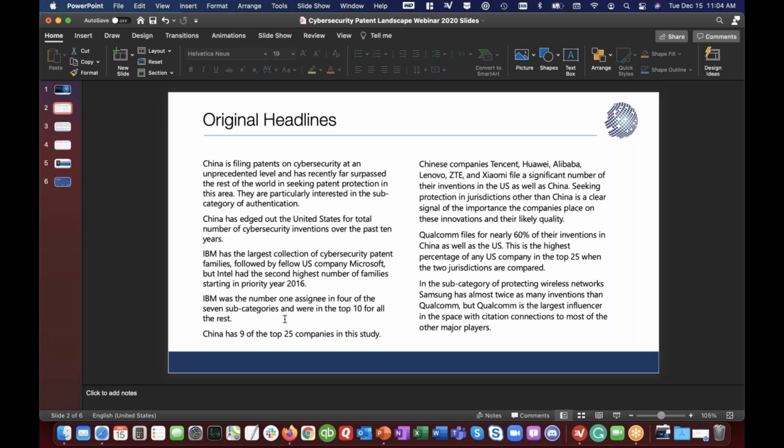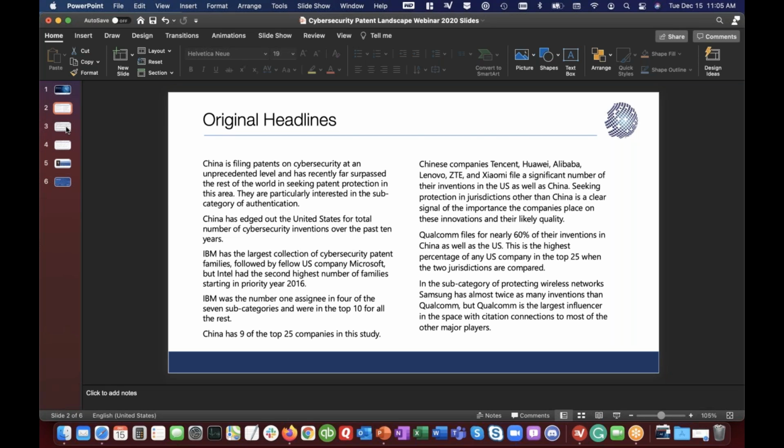And then it went on to talk about how many of the subcategories IBM was number one in, some more about Chinese companies, particularly Tencent, Huawei, Alibaba, Lenovo, ZTE, Xiaomi, and a little bit about some details on the wireless area with Qualcomm, and so on.